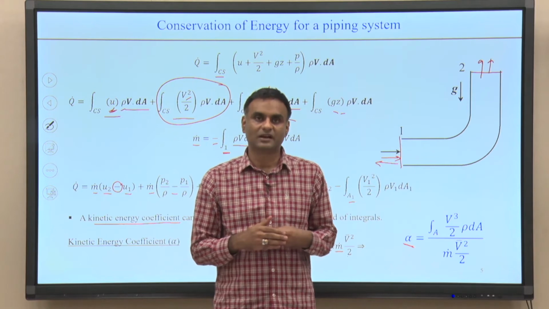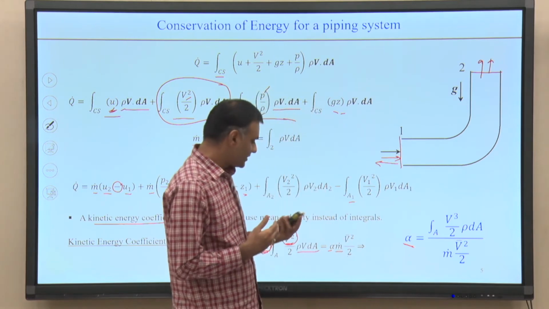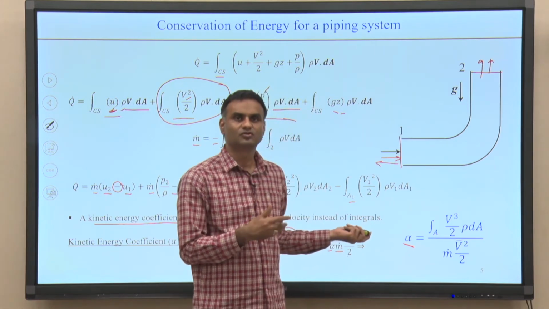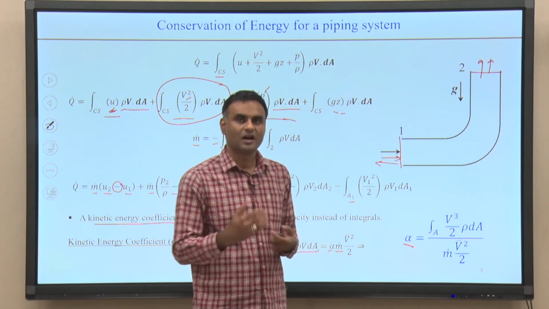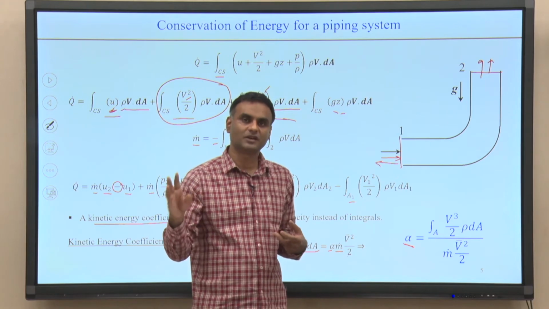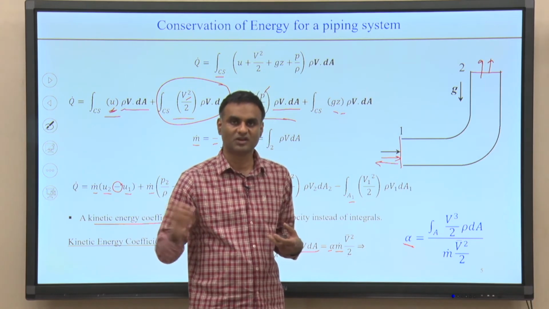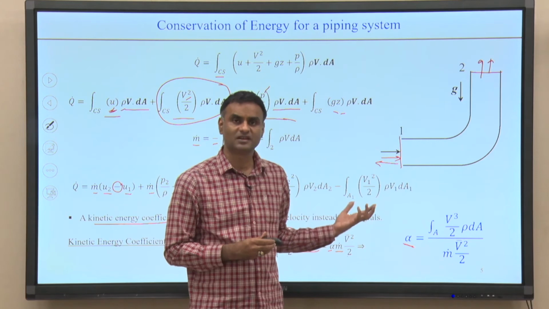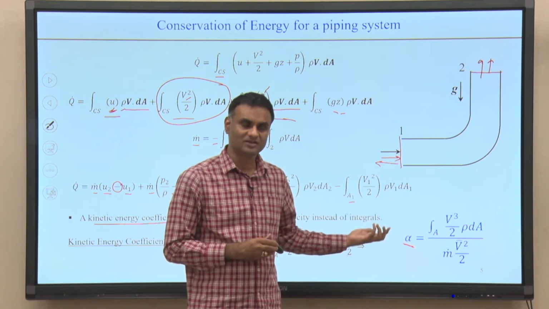If you consider turbulent flow, then the quantity will be very close to 1. If you use, say, the 1/7th power law, then the quantity will come to somewhere around 1.06 or 1.07. So, we can generally take this value to be alpha equal to 1.